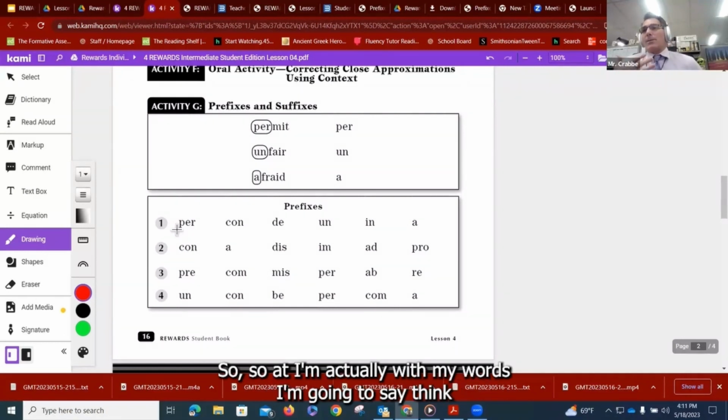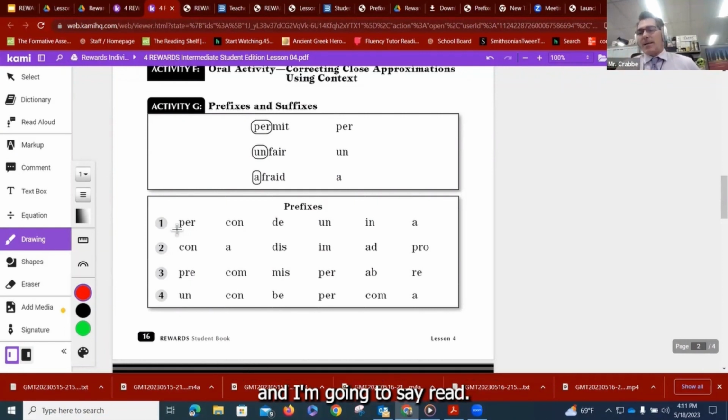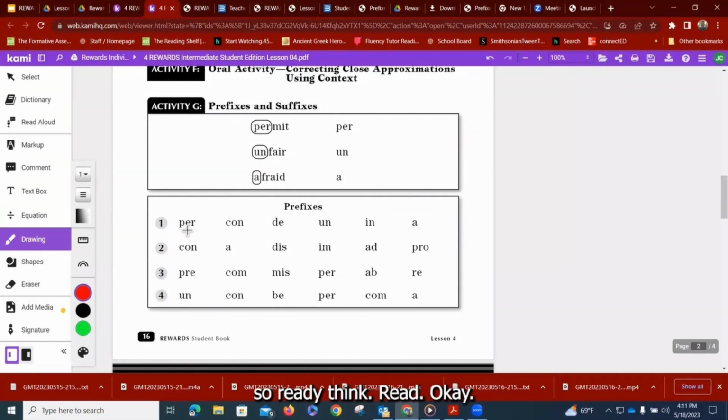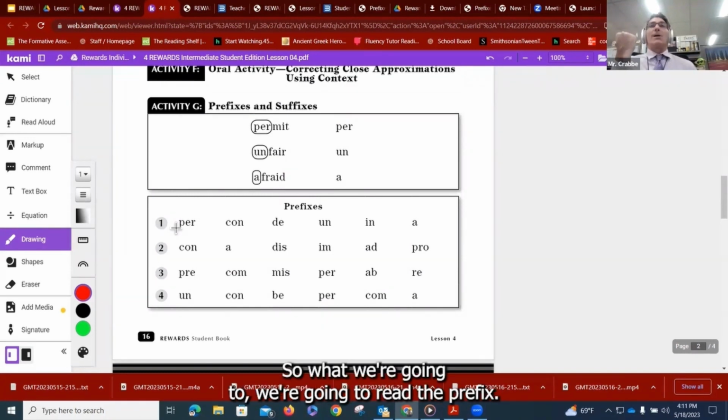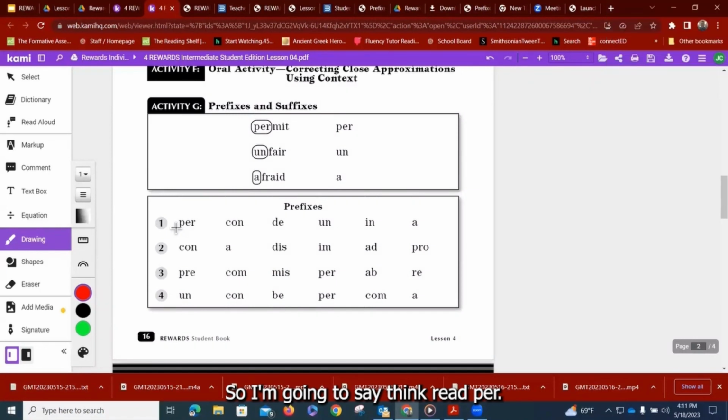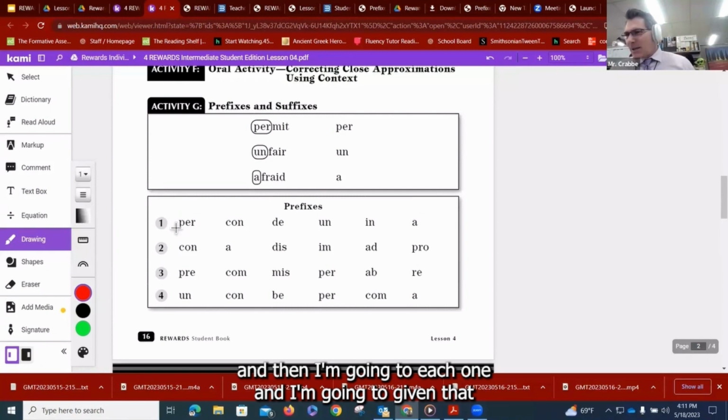Actually, with my words, I'm going to say think, and then I'm going to say read. So ready, think, read. Okay, so I'll go back to my hands. We're going to read the prefix. So I'm going to say think, read. Per. Good. All right. And then I'm going to each one, and I'm going to give them that.